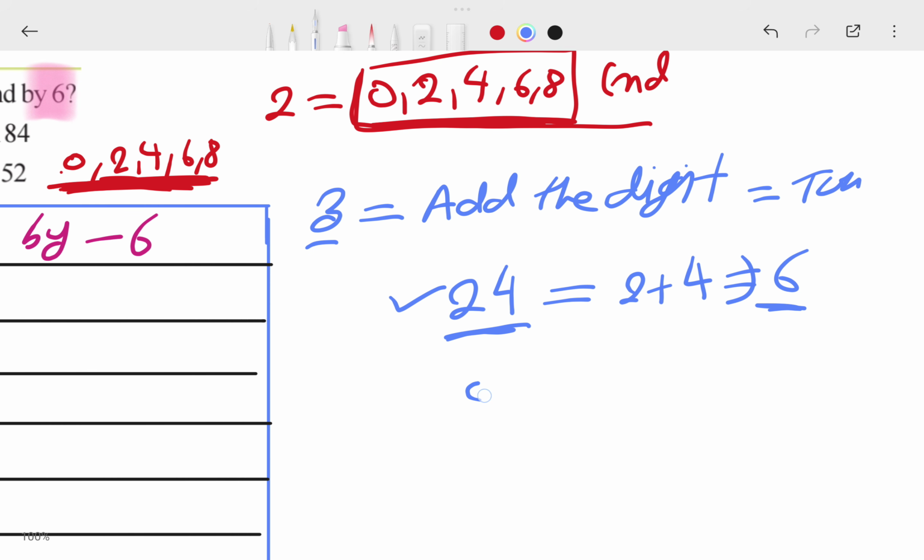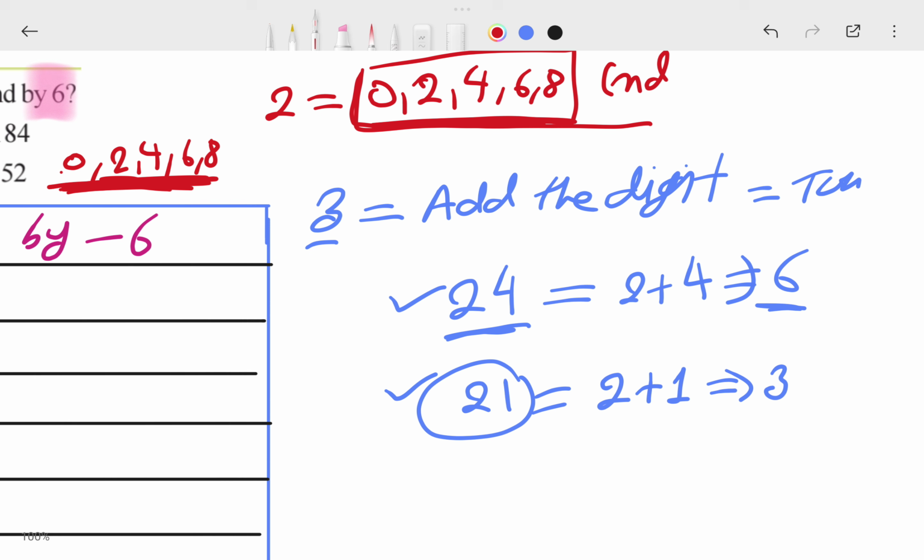Okay, let's see the 21. How can you check whether 21 is divisible by 3 or not? There is a simple way. You just add the digits, 2 plus 1. If you add 2 plus 1, that is going to be 3. In the 3 table 3 is there, so it means that it is also divisible by 3.